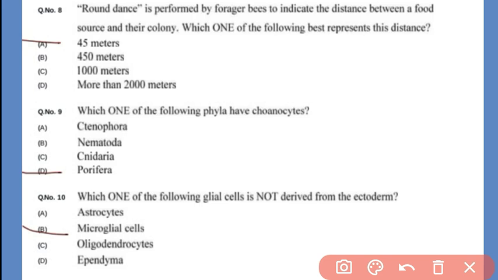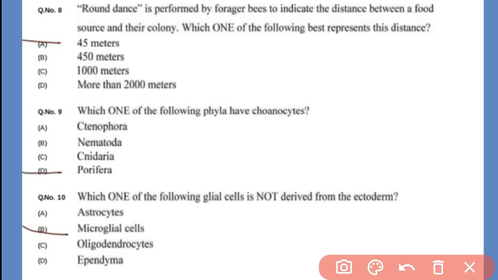Then moving to the next question, which one of the following phyla have choanocytes? Choanocytes are specialized cells that have a single flagellum surrounded by a net-like collar of microvilli. Choanocytes join together creating a choanoderm where they perform two major functions. The first is to create a flow of water and the second is to capture food particles. The phylum Porifera have choanocytes. So option D is the answer of this question.